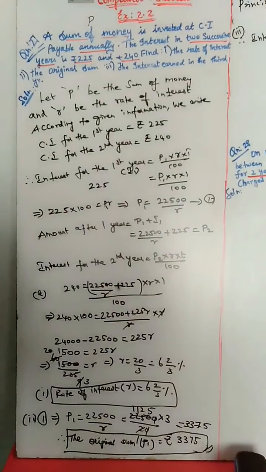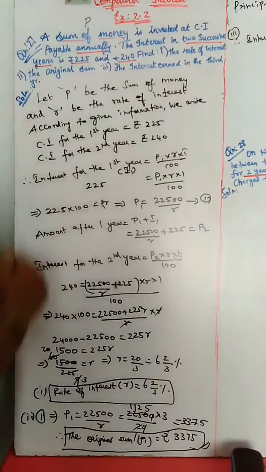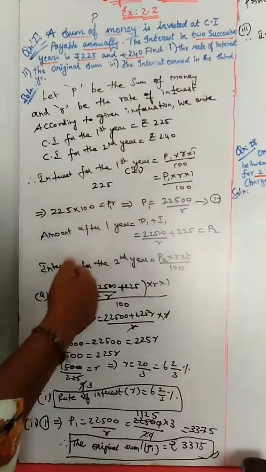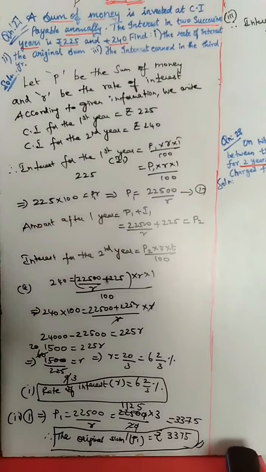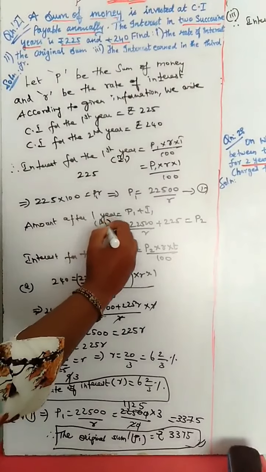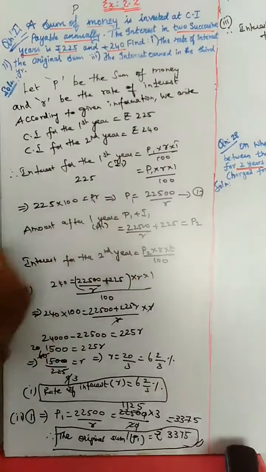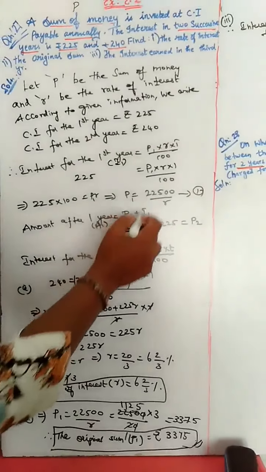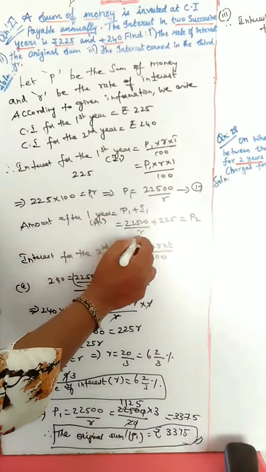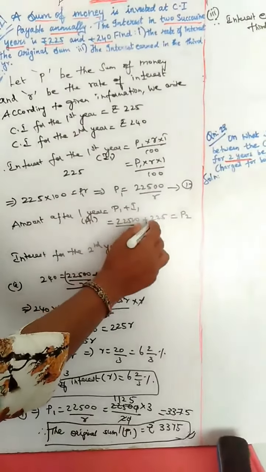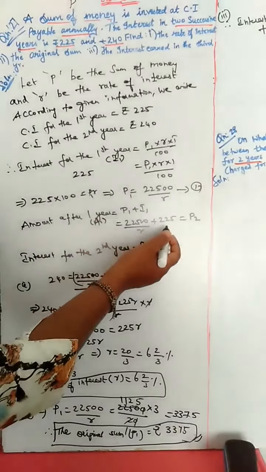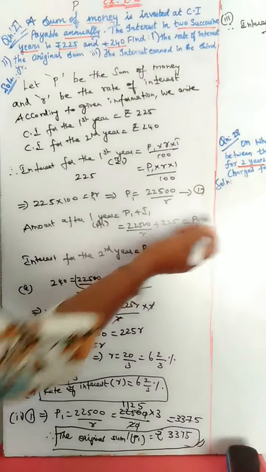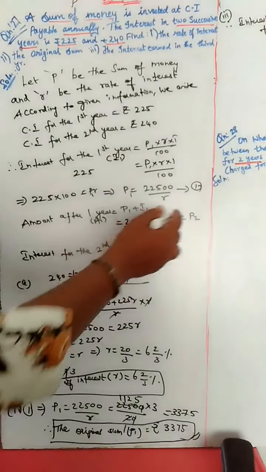Also, the interest of the second year is given. But before going to that, let us find the amount after 1 year. We know very well that the amount after 1 year, A1, is equal to the principal of the first year plus the interest of the first year. So the principal of the first year is 22,500 divided by R, plus the interest of the first year, 225. This amount A1 will be the principal of the next year, so this is P2.